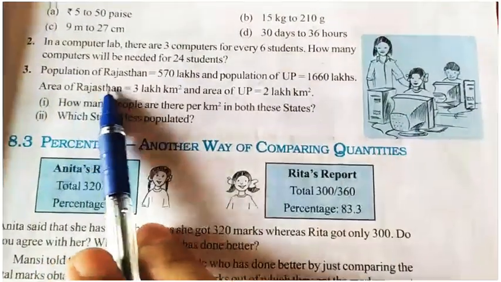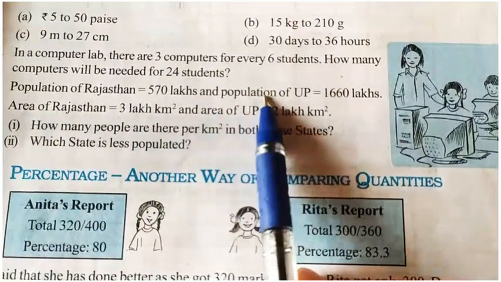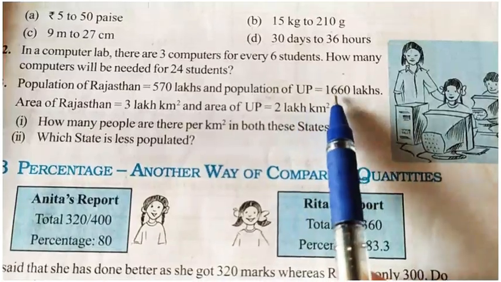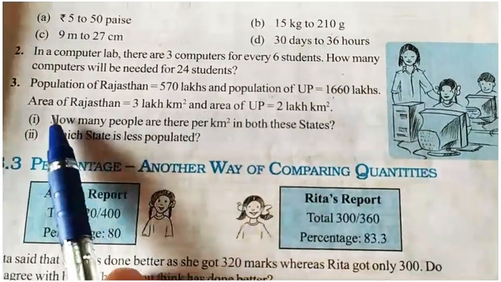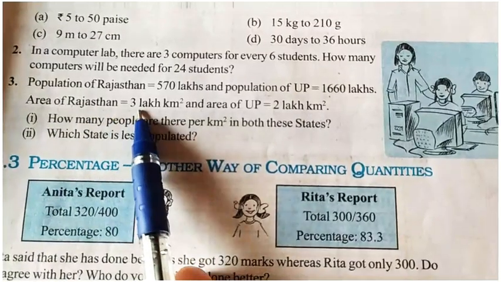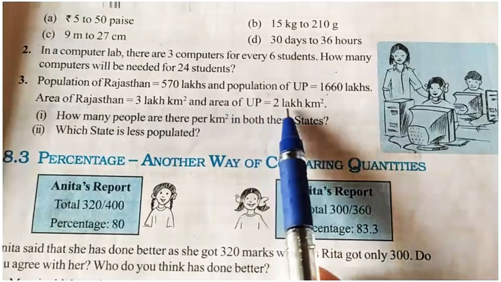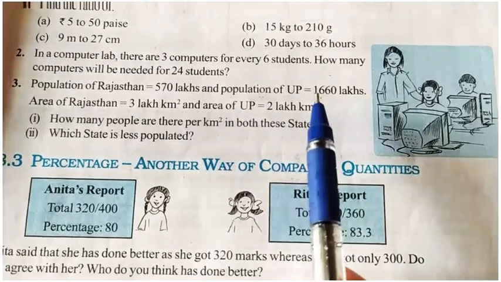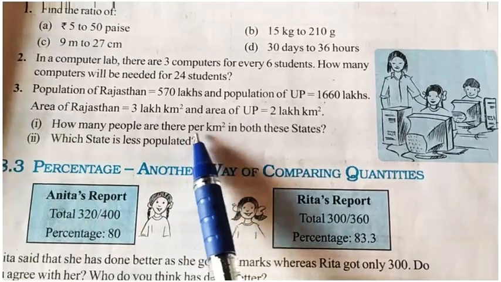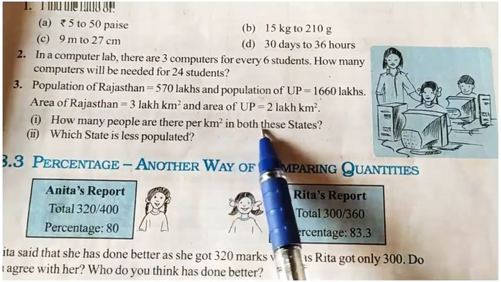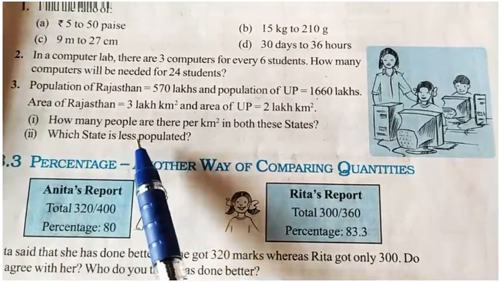Third question, the population of Rajasthan is 570 lakhs and the population of UP, meaning Uttar Pradesh, is 1660 lakhs. The area of Rajasthan is 3 lakh kilometer square and the area of UP is 2 lakh kilometer square. Our first question: how many people are there per kilometer square in both these states, and which state is less populated?